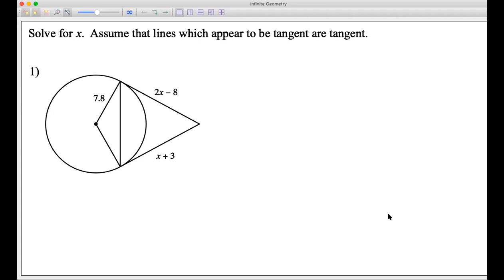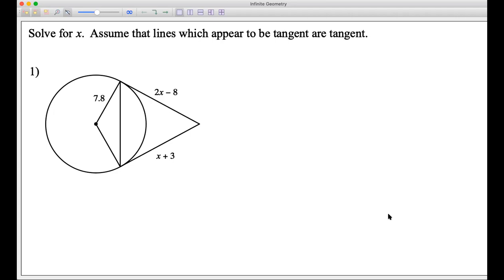Therefore, this is a big, complicated problem that ends up being simple. How do we solve for x? We know that this is congruent to this. So therefore, how do we solve for x? Just set them equal to each other and you solve.